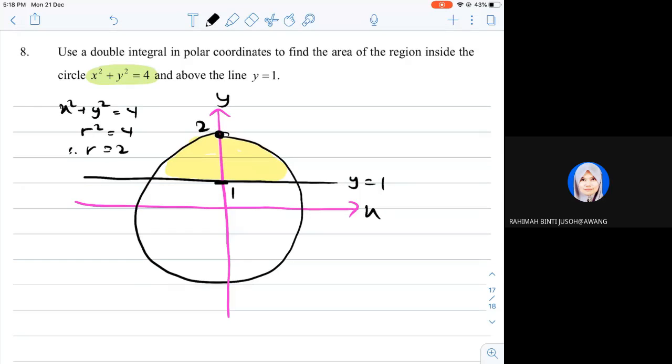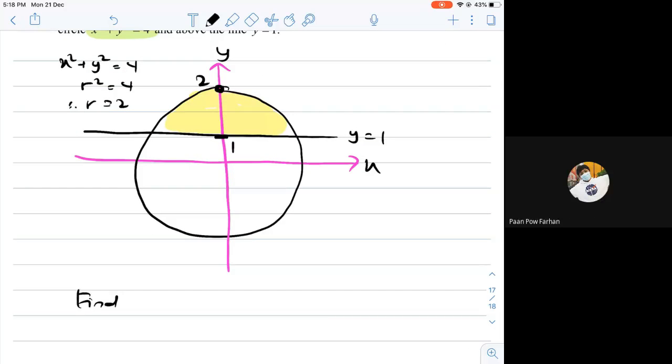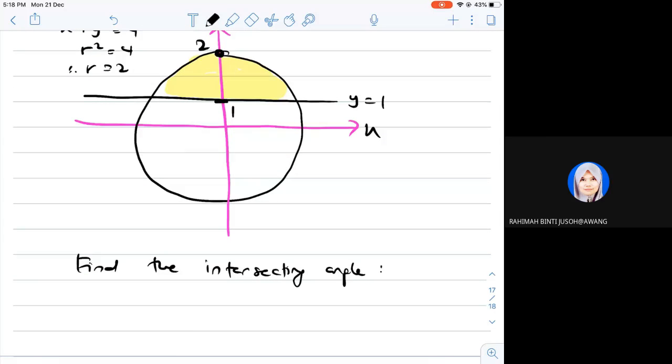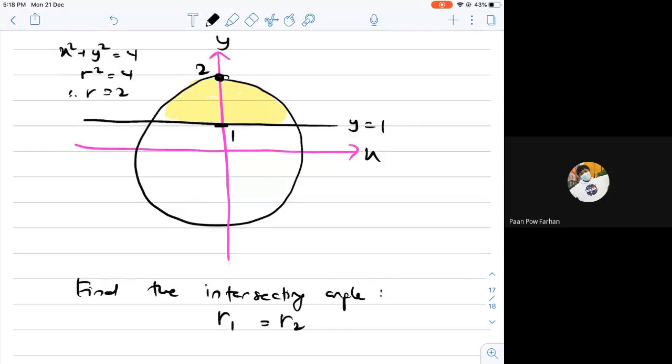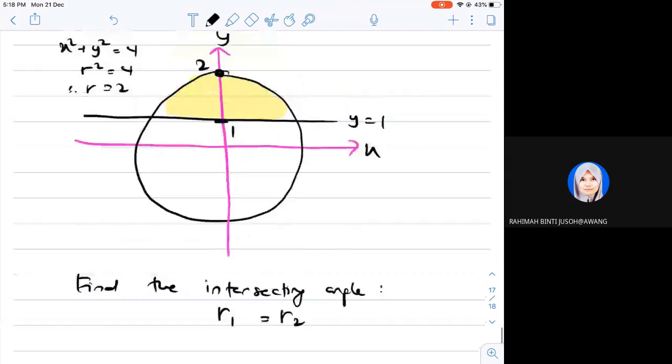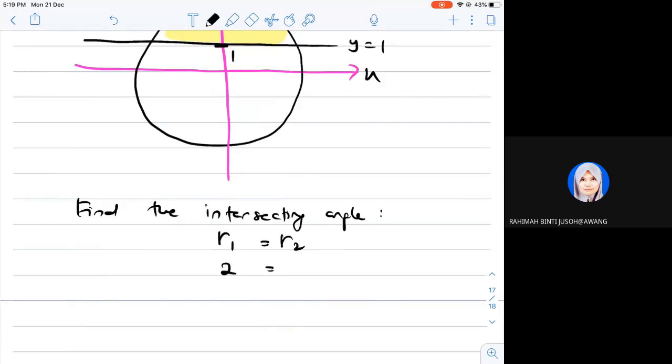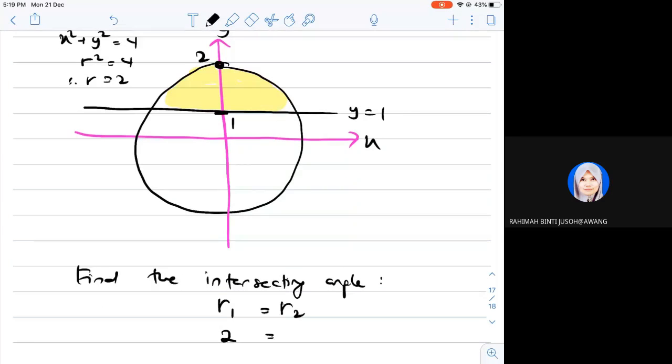Okay guys, now we need to find the bounded angle, the intersecting angle. So how do we find the intersecting angle? Subtopic 4.1, last week we learned we have to equate R1 and R2, isn't it? Do you remember? Okay, so R1, we have r equals 2. R2 is taken from y equals 1. Since y equals 1, thus y is equivalent to what in polar coordinates?